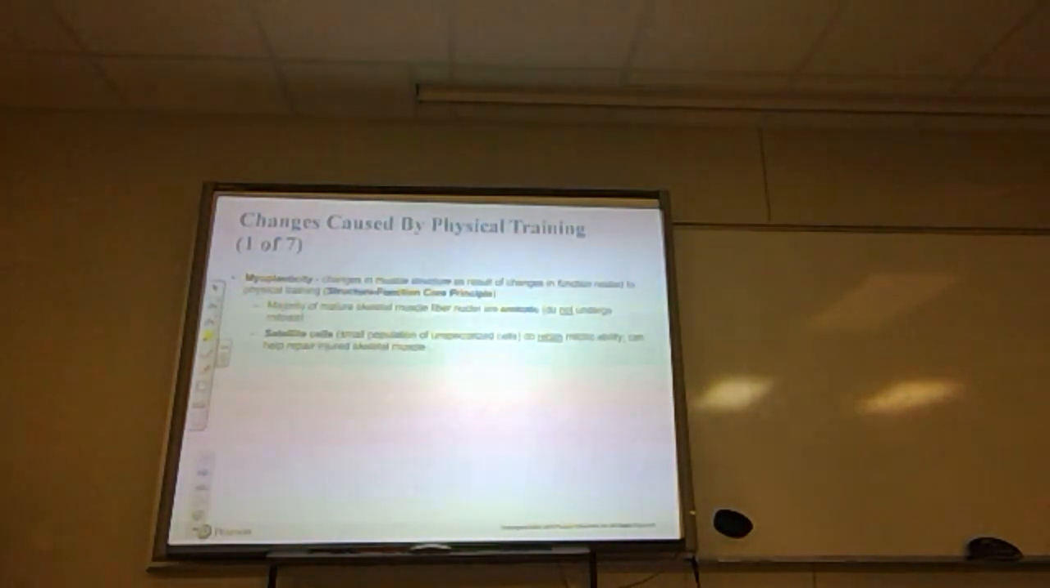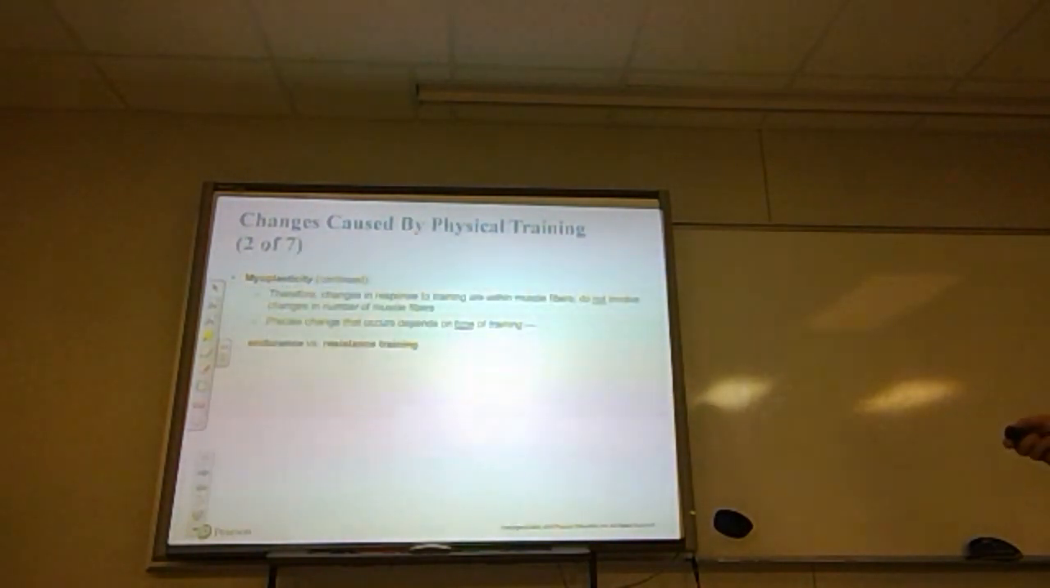The majority of mature skeletal muscle fiber nuclei are amitotic. They do not undergo mitosis. Satellite cells, a small population of unspecialized cells, do retain their mitotic ability and they can help repair an injured skeletal muscle. Myoplasticity, therefore, changes in response to training. They do not involve changing the number of muscle fibers.